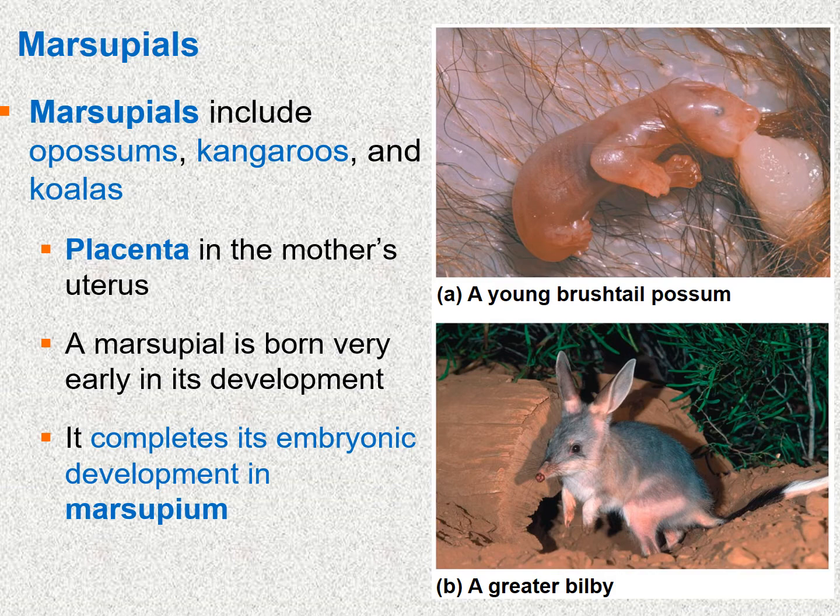So the marsupial is born, but then it's going to complete its development in a pouch. The pouch is called the marsupium. Sometimes the pouch is in different areas. It is mainly towards the posterior end, and it's usually on the ventral side of the organism. So those are the marsupials.